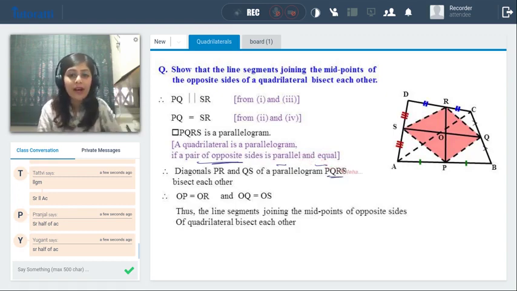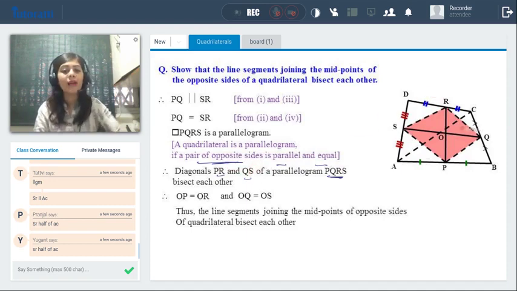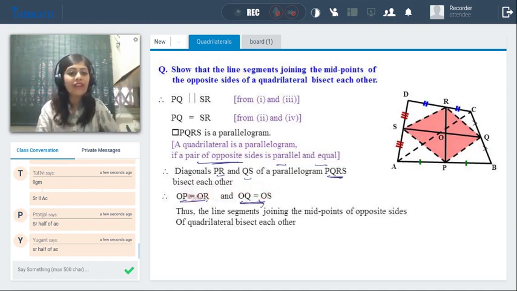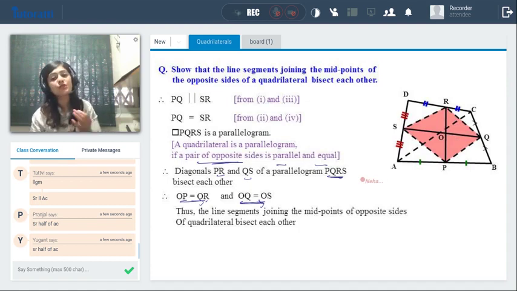And once PQRS is a parallelogram, PR and QS, which are the diagonals of the parallelogram, have to bisect each other. So there we go. At the start, we had said we need to prove this, and we have achieved this. Yes, what do we get? OP equal to OR, OS equal to OQ, hence proved. Yes, students, is that understood? So simple it becomes using the midpoint theorem.